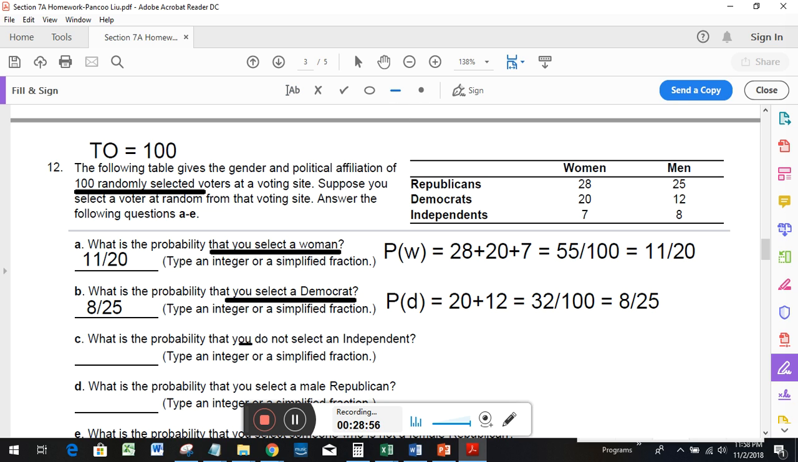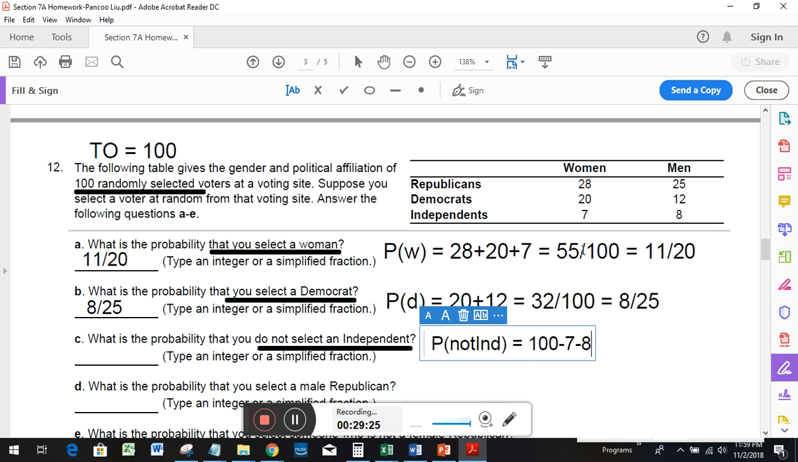Part C here says, what is the probability that you do not select an independent? So in this case here, there's 2 ways of doing this. You can add up everybody else who is not an independent, or you can add up the independents and subtract it from 100, your total outcome, and then you will still get the same answer. So in this case here, we want probability of not independent. So I'll just do 100 minus 7 minus 8 here. So that will give us 85 over 100. So then 85 over 100 can be reduced further.